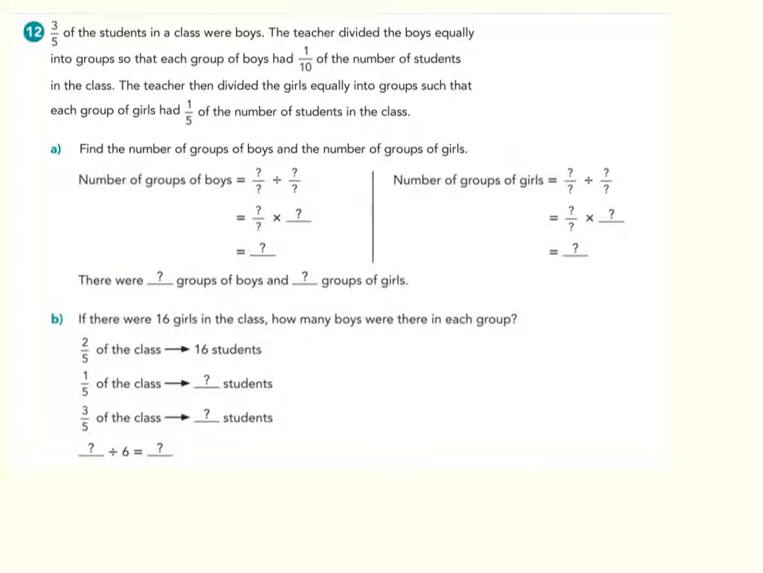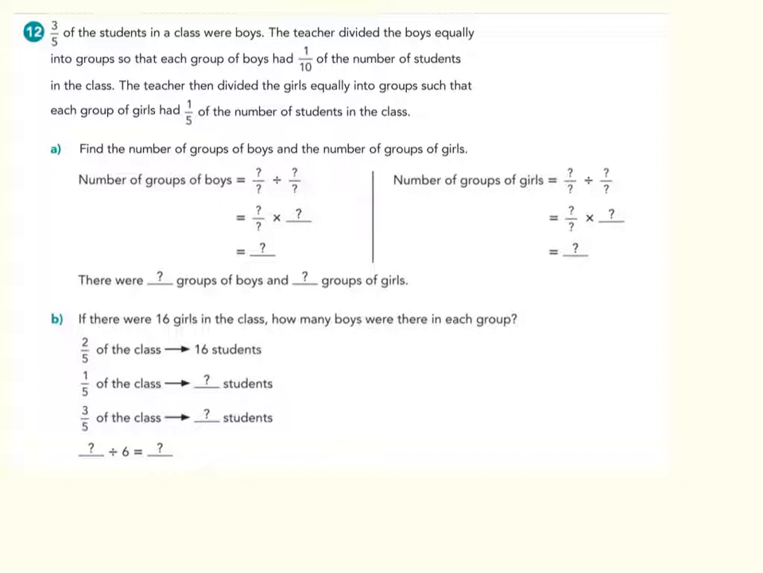All right, folks, here's your final problem for this chapter. 3/5 of the students in the class were boys. The teacher divided the boys equally into groups so that each group of boys had 1/10 of the number of students in the class. The teacher then divided the girls equally into groups such that each group of girls had 1/5 of the number of students in the class. In question A, you're asked to find the number of groups of boys and the number of groups of girls.